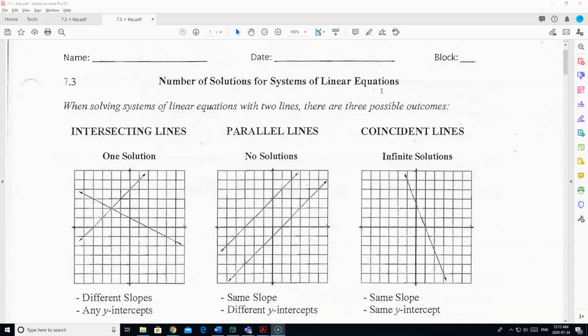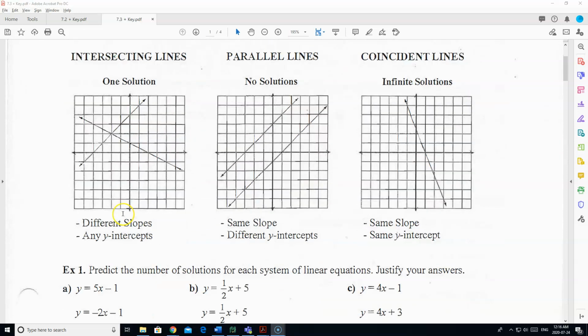This is going to go back to parallel, and this looks like perpendicular. It could be perpendicular, but it doesn't have to be, as long as they're crossing. It doesn't need to be 90 degrees. Or cases when they have an infinite number of solutions. So let's take a look. Intersecting lines, the first case.